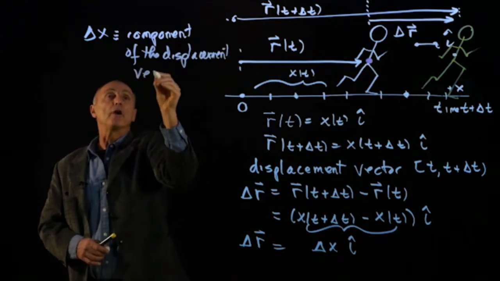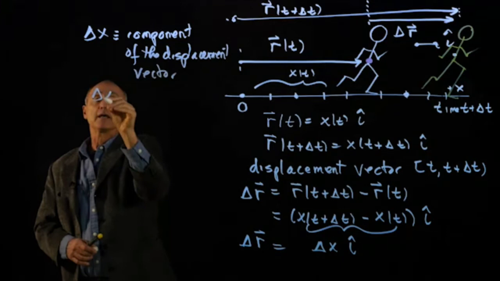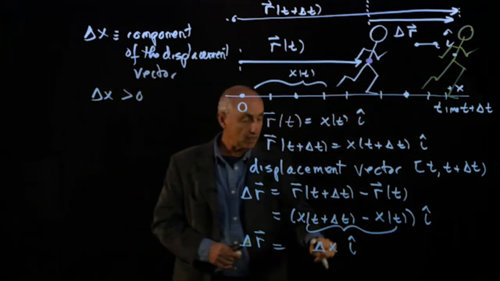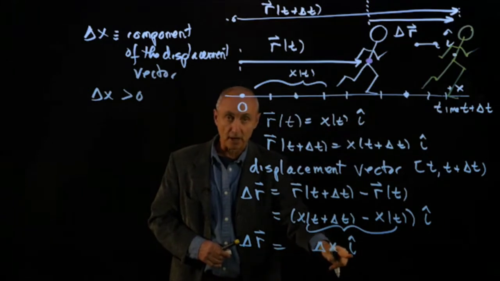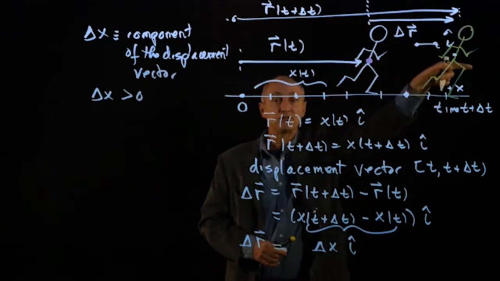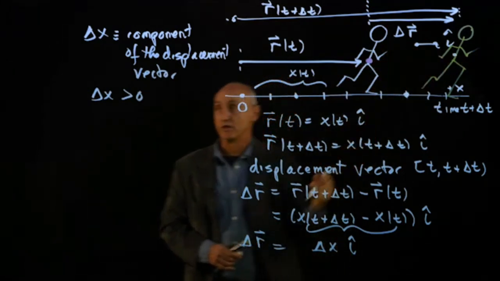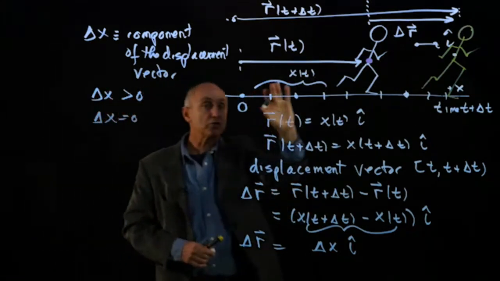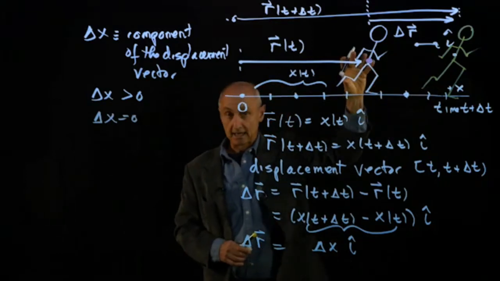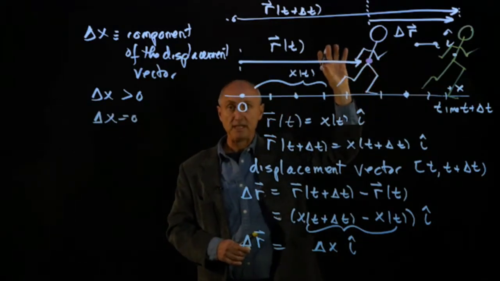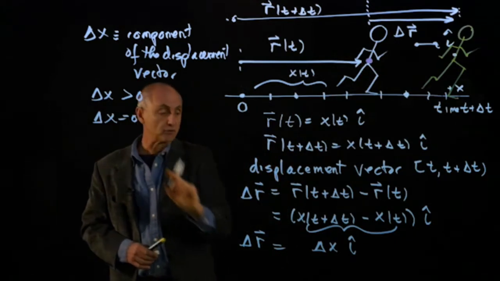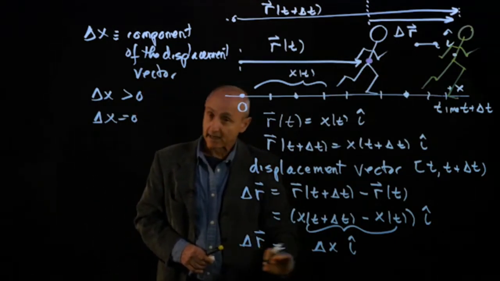And as before, the component can be positive, which would correspond to the person moving in the positive i hat direction, in the positive x direction, as shown in this figure. If the displacement vector is 0, the person could have run forward and come back, and at time t plus delta t be in exactly the same spot as at time t. The displacement vector is 0 in that case.